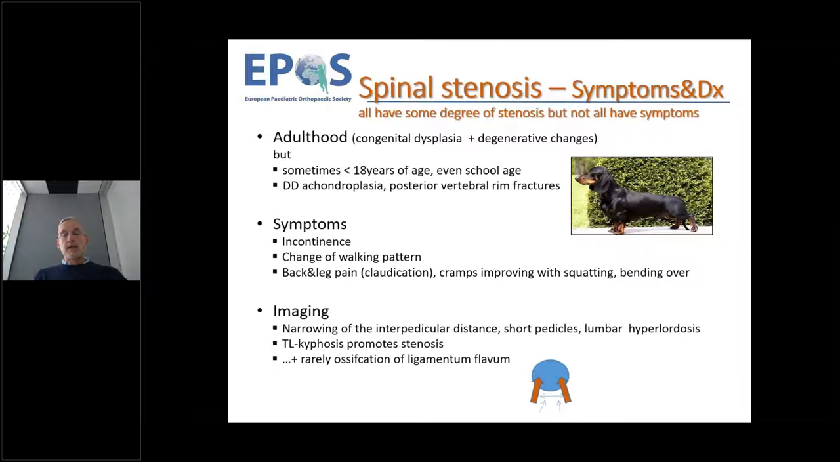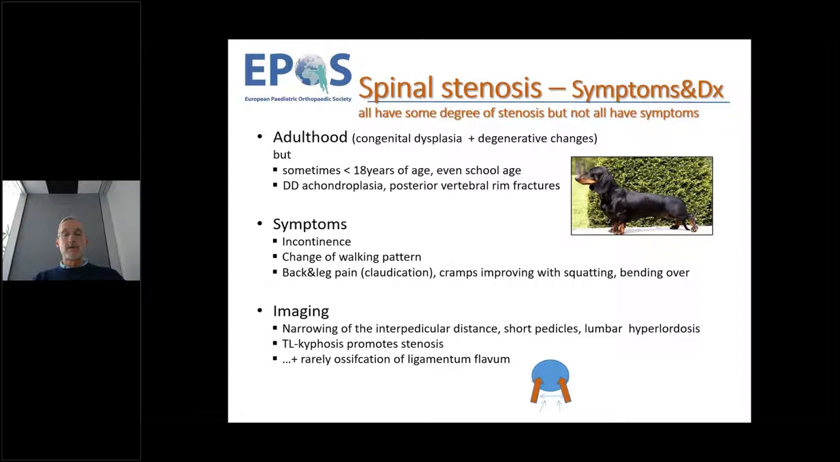The last pathology is spinal stenosis, as it occurs also in achondroplastic dogs like the dachshund. Usually it occurs in adults, but it may well appear also in later adolescence. Symptoms are incontinence, change of walking pattern, back and leg pain, the well-known claudication, as we know it from elderly patients with stenosis, and the cramps usually improve when you squat, when you bend over, or if you sit down.